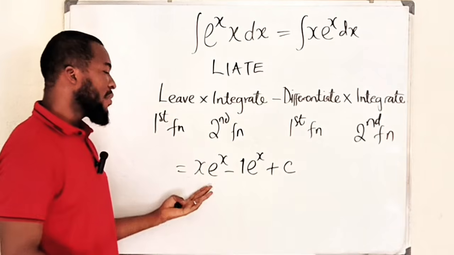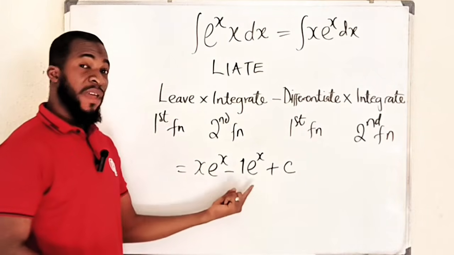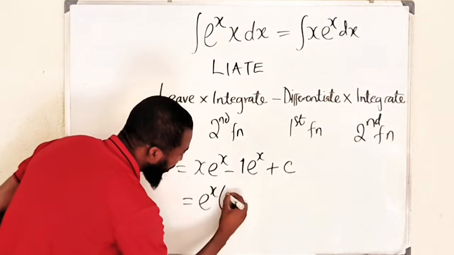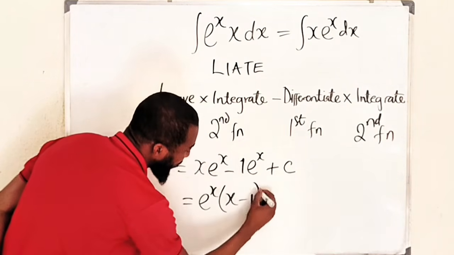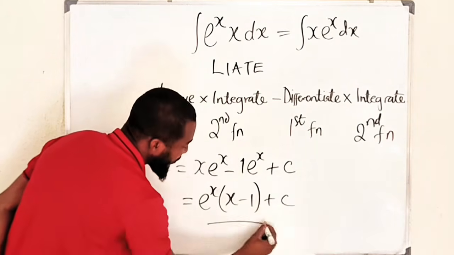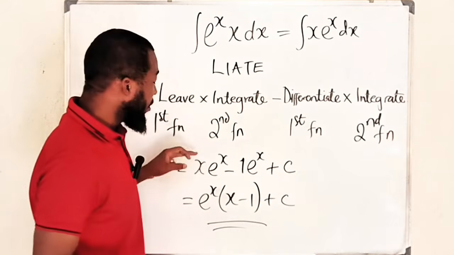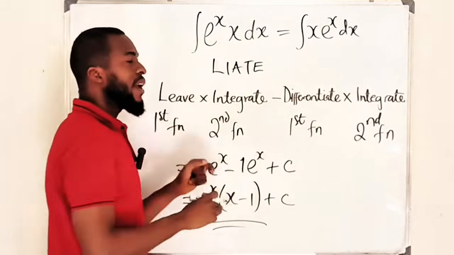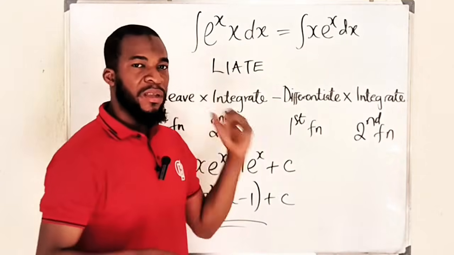So you see, if you like, you can factor out e to the x. It can be written as e to the x multiplied by x minus 1 plus the constant of integration. But it doesn't matter, you can leave it like this. So this formula will always guide you on how to carry out integration by parts.